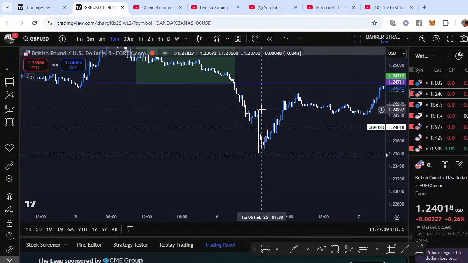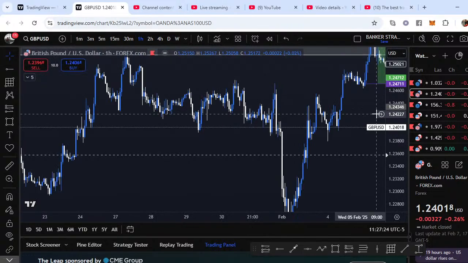So that would have been $3,200 if I was to hold the whole trade until that point. That's all you have to do, right? That's all you have to do. Let's go back to the hour time frame.